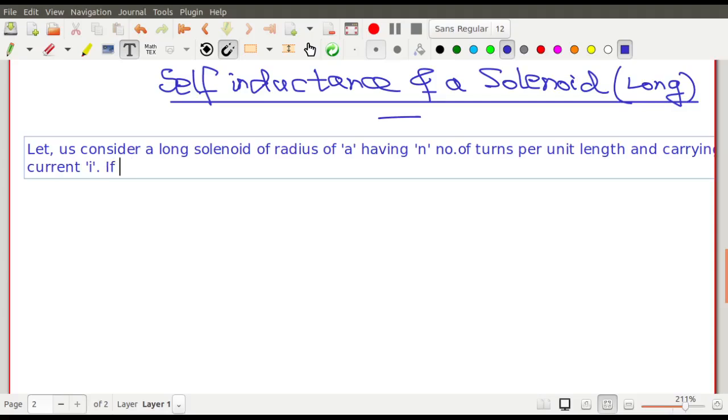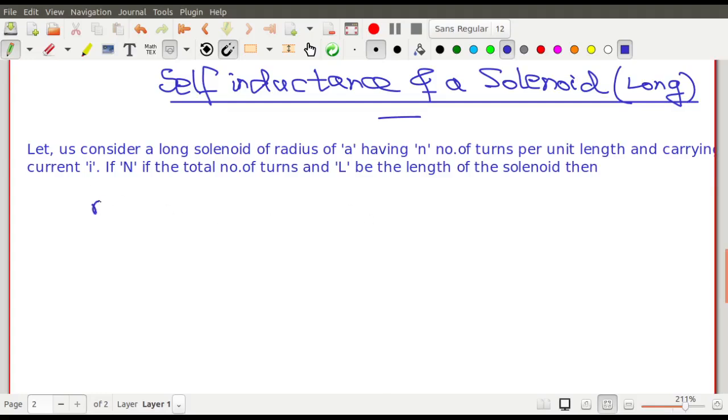If capital N be the total number of turns and capital L be the length of the solenoid, then for small n we can surely write capital N by L.